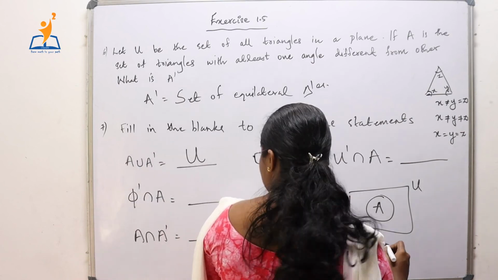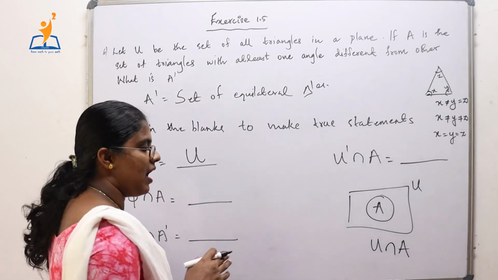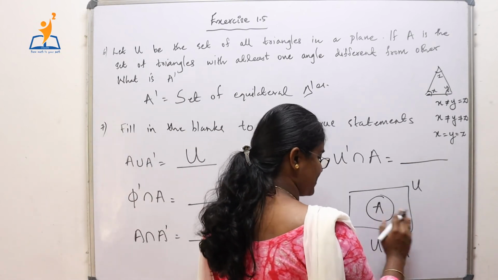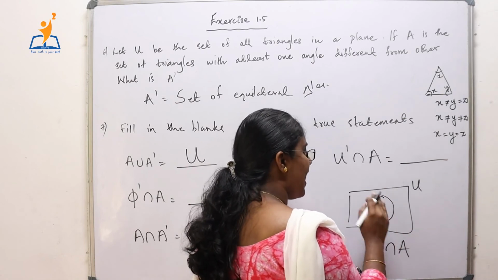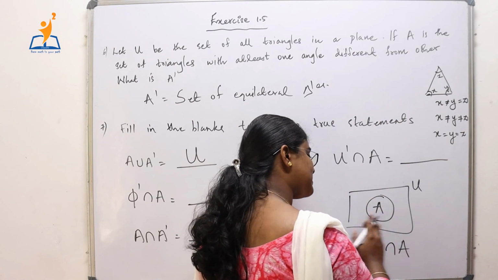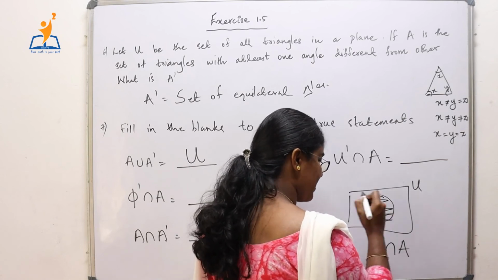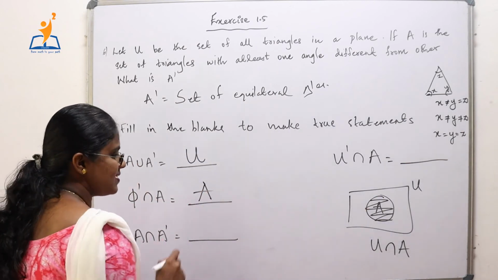So universal set intersection A is the question asked here. So universal set is this whole rectangle. Intersection A. A is this circle and the intersection of this whole rectangle and the whole circle is the circular region. So that is A. So the answer is A.